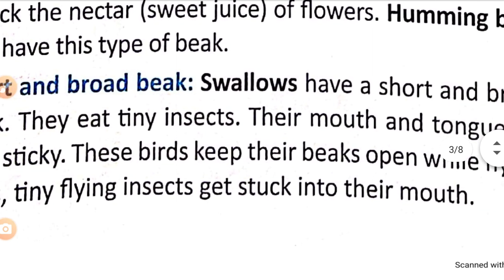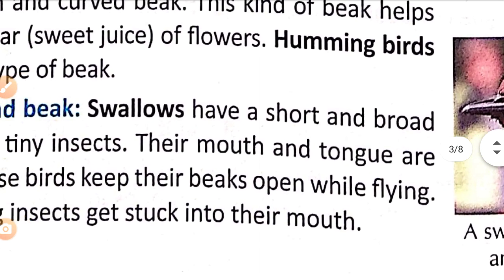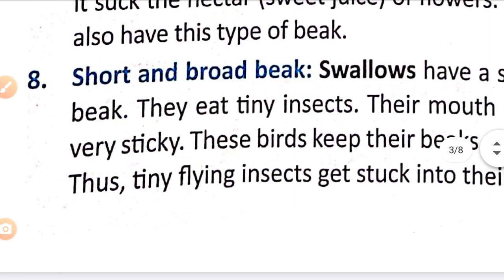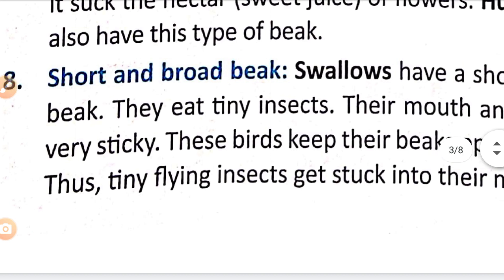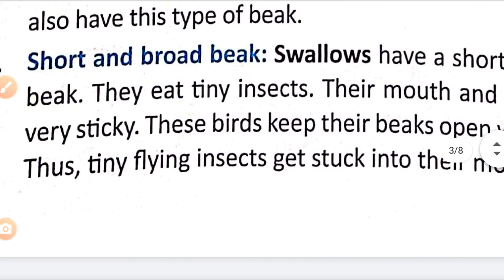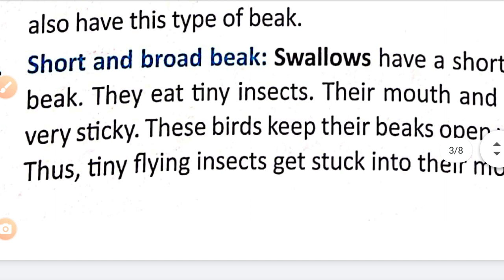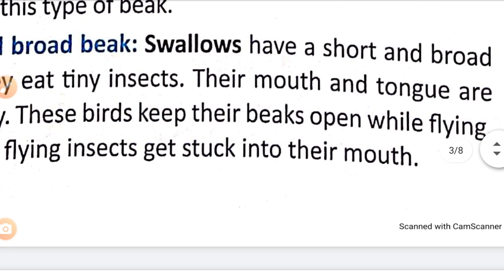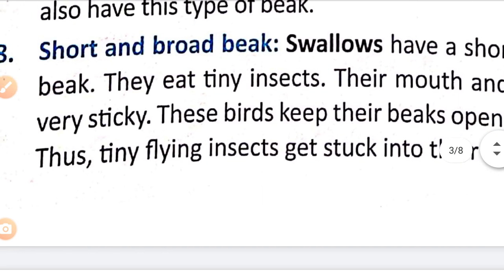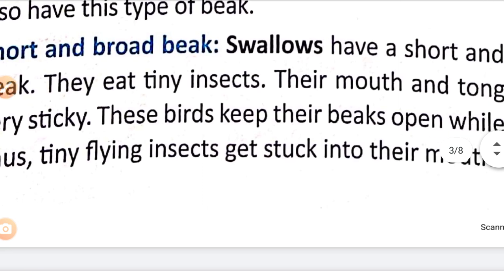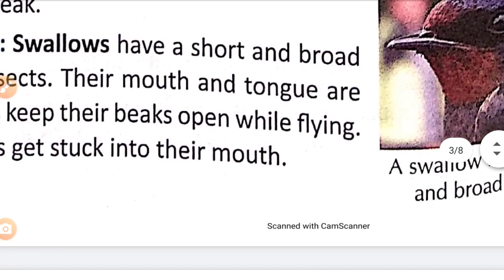Swallows have a short and broad beak. They eat tiny insects. Their mouth and tongue are very sticky. These birds keep their beaks open while flying. Thus, tiny flying insects get stuck in their mouth.